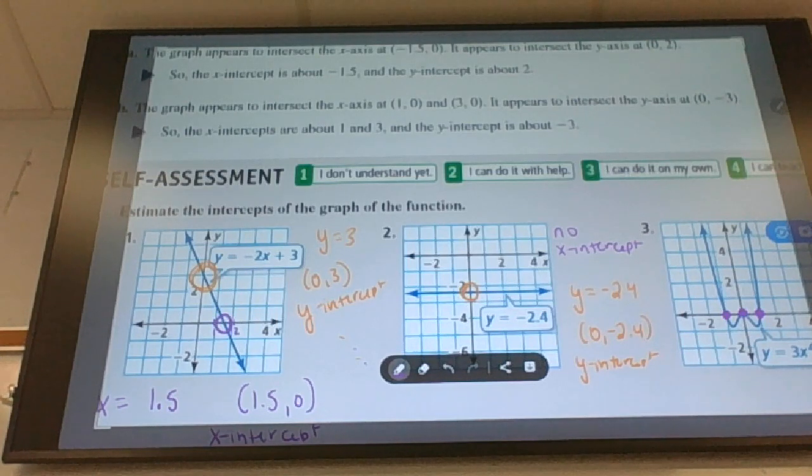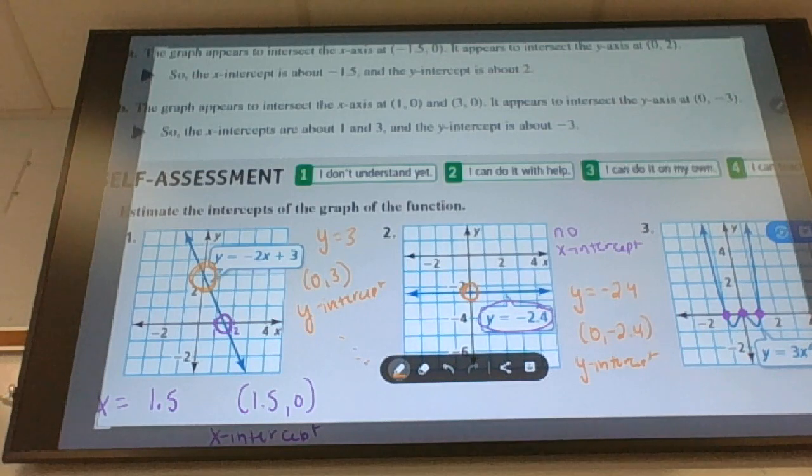Negative 2.2. Which one? For number 2, I got negative 2.211. Does it have to be negative 2.4? Actually, because they give you the number there, you can put it. It says estimate, so I would have gone 2.2, right? If you didn't notice it. But since it does tell you exactly, you can go ahead and put it exactly.